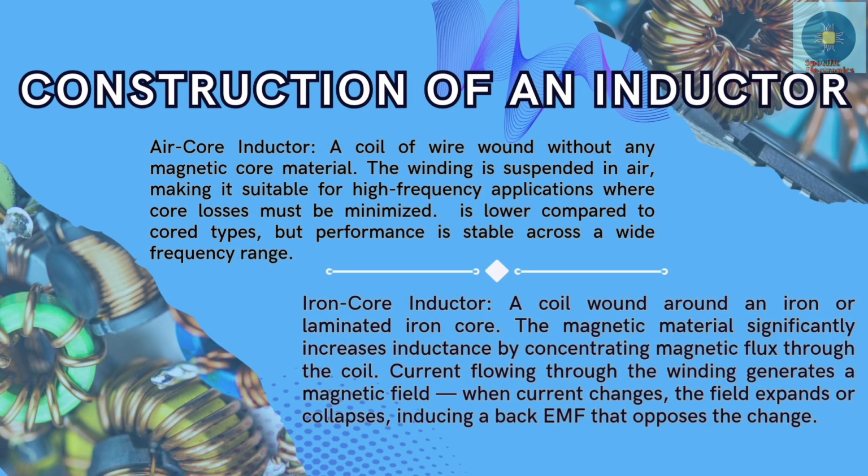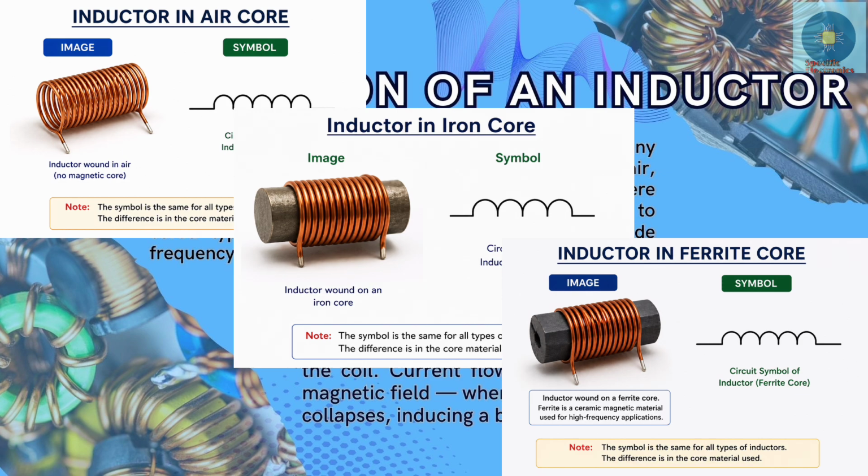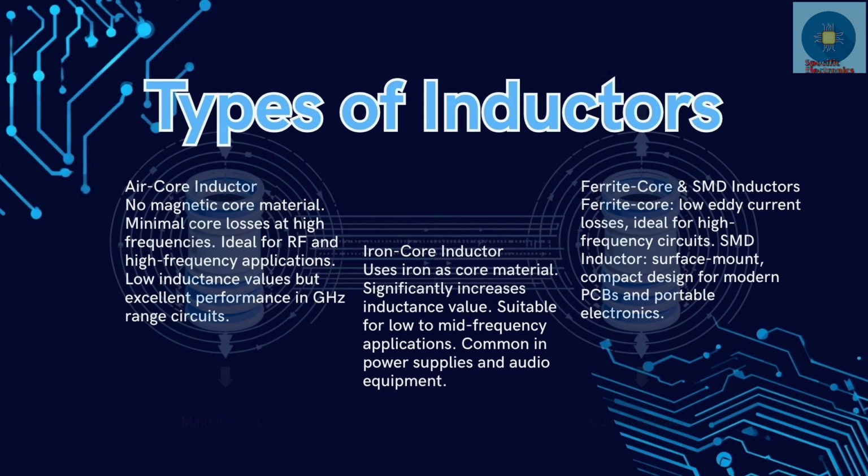Now, let's look at how an inductor is constructed. The construction is quite simple. A conductive wire, usually copper wire, is wound into a coil. Different core materials are used inside the coil, such as air, iron, or ferrite, depending on the application. Let's take a quick look at each of these types.